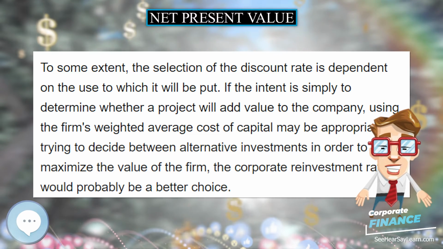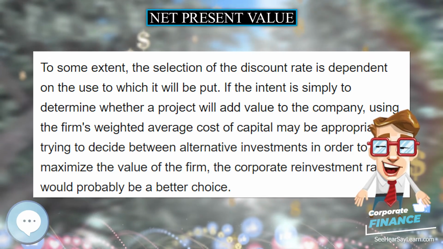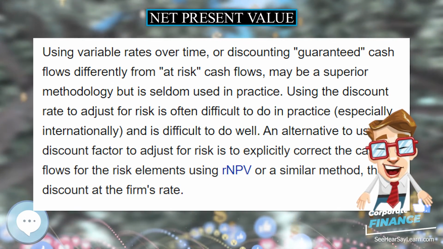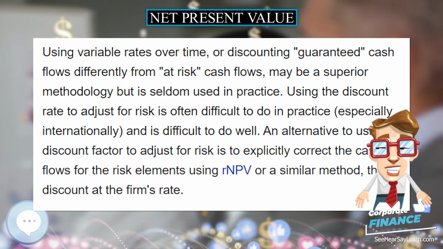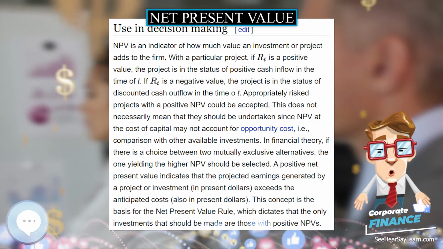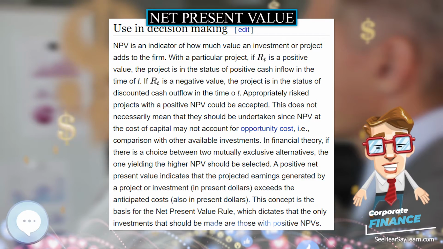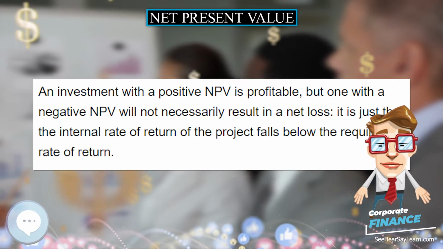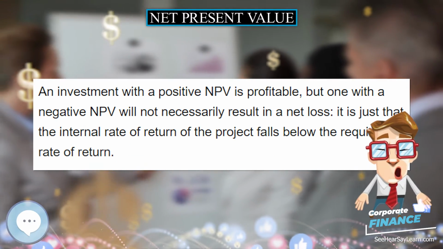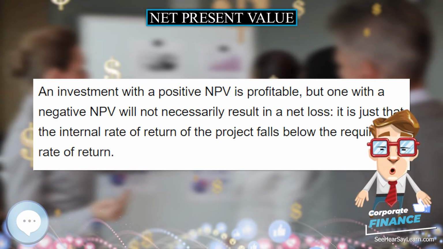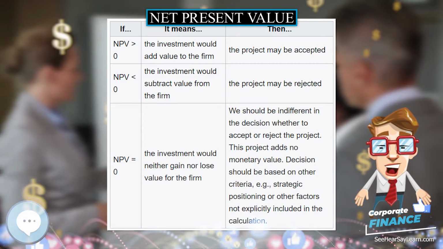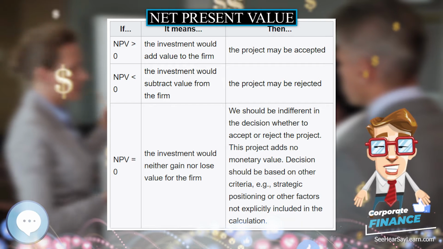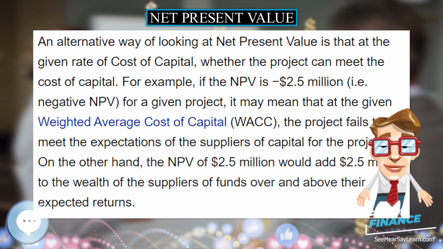In this way, a direct comparison can be made between the profitability of the project and the desired rate of return. To some extent, the selection of the discount rate is dependent on the use to which it will be put. If the intent is simply to determine whether a project will add value to the company, using the firm's weighted average cost of capital may be appropriate. If trying to decide between alternative investments in order to maximize the value of the firm, the corporate reinvestment rate would probably be a better choice.